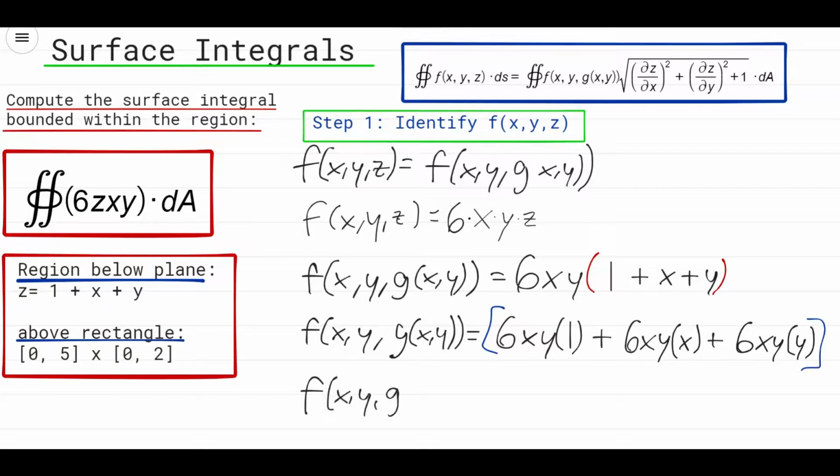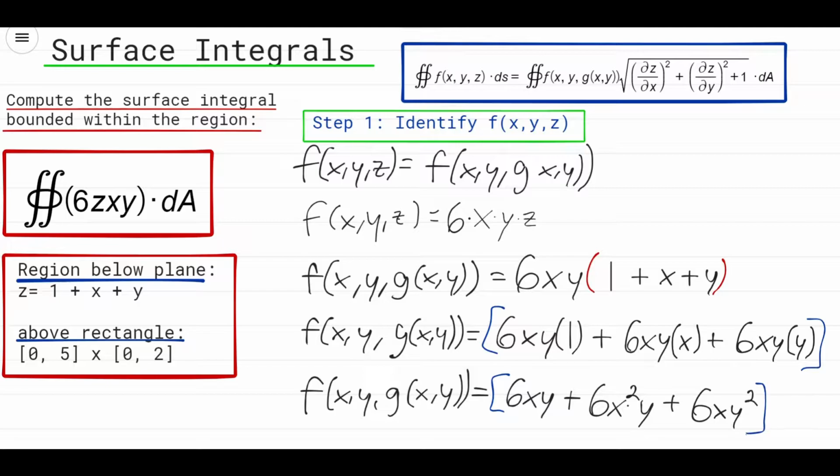Now we're going to simplify this a step further, and we know this is equal to 6xy plus 6x squared y plus 6xy squared. So that's our f(x, y, z). Basically, we identify all the variables, and then we just plug them into the surface integral formula. That's the easiest way to do it. So let's move on to step 2.